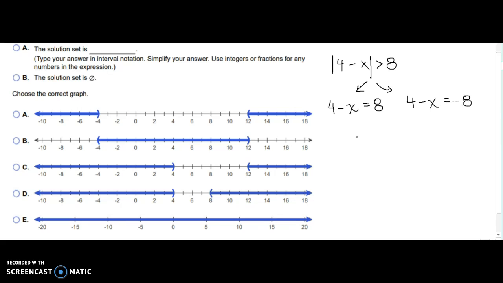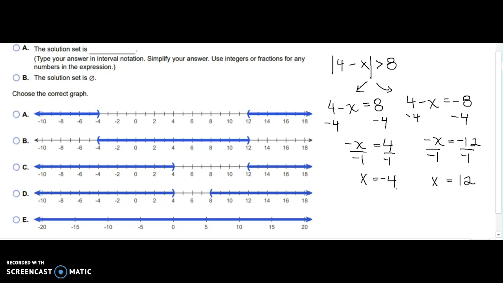So you're still going to get two answers. Remove that 4. Negative x equals positive 4. Divide by negative 1. X equals negative 4. That's one of your anchor points. And then we're going to solve for x again. Minus 4. Negative x equals negative 12. Divide by negative 1. X could equal positive 12. So negative 4 and positive 12.